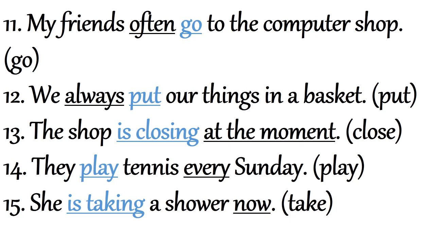Next is, the shop is closing at the moment. Now the time expression at the moment is given here. That's why here we are going to use present continuous tense, is closing. Then they play tennis every Sunday. Now once again, habitual action, every Sunday. So with they, because it is plural, we are going to use the first form of the verb, play.